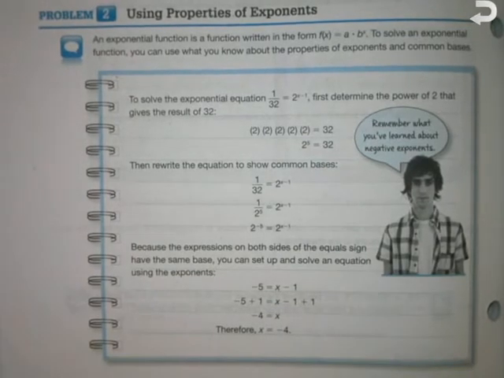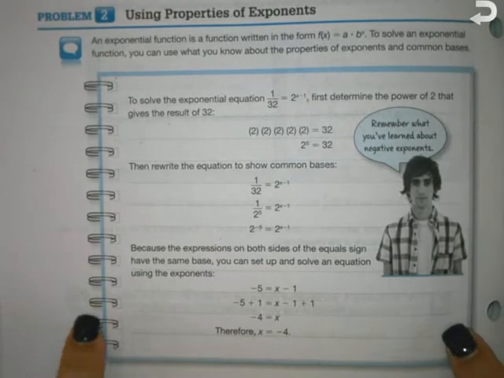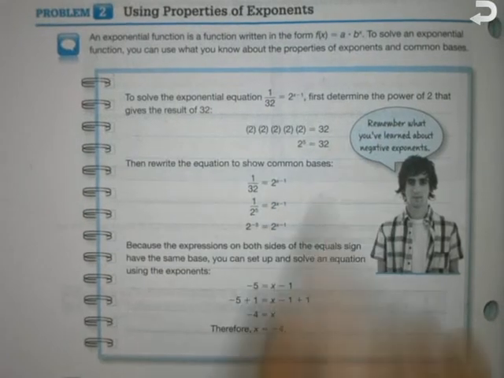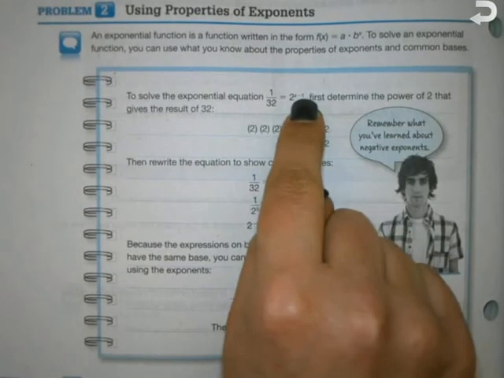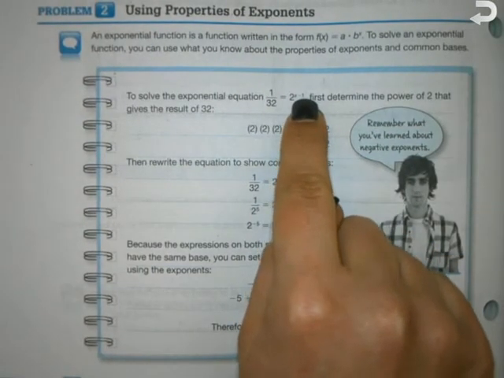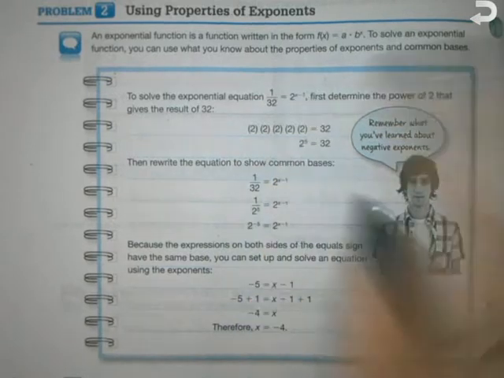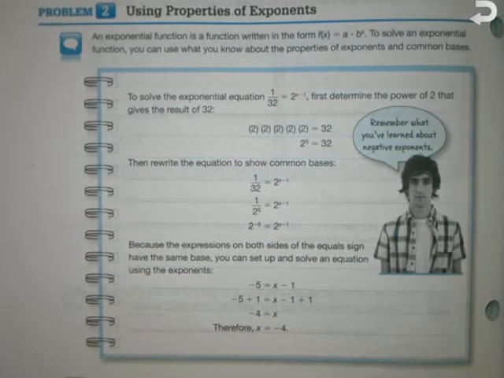Because if you guys take a look, what this notebook page is telling you is that in order to solve, if your variable is in the exponent, you have to get the same bases. Then you can cancel the bases and solve the exponents. We're going to do all of these problems together. So look at number 1.